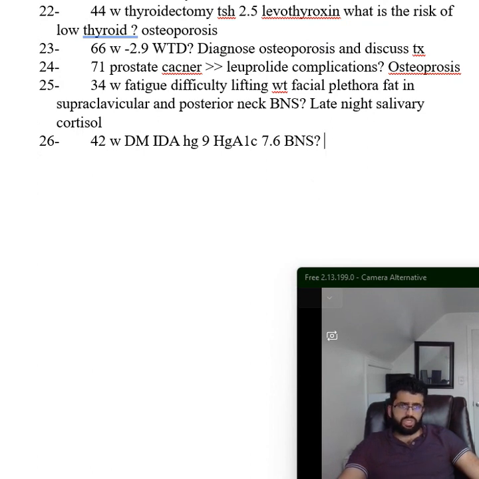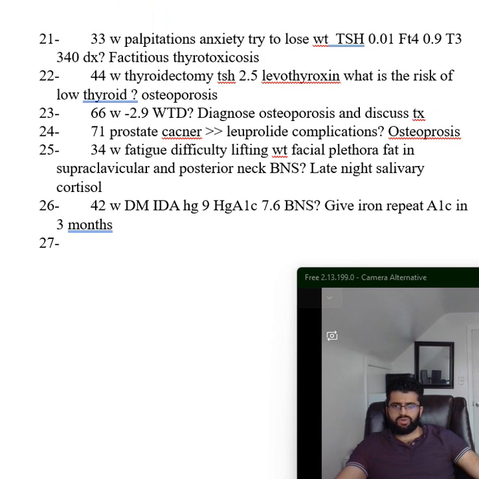This patient could have iron deficiency anemia causing a falsely elevated hemoglobin A1C. So honestly, what you need to do is give iron and repeat the A1C in 3 months. Okay, this is high yield. A lot of people have iron deficiency anemia and diabetes, so you gotta know.